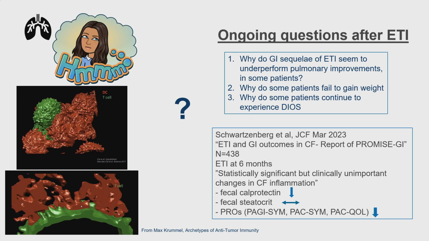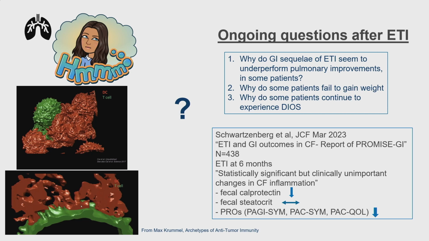And so going back to the session, because I also do clinical care, I said to myself, what are the ongoing questions after starting ETI that continue to come up for us from a clinical standpoint? And that is, why do the GI sequelae of ETI seem to underperform the pulmonary improvements that we see in some patients? Why do some patients fail to gain weight and yet others gain so much weight? And why do some patients continue to experience pretty crippling episodes of DIOS? We don't really have a good way of separating those subpopulations or really even understanding what's happening.